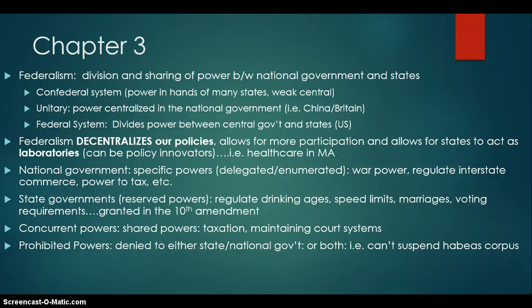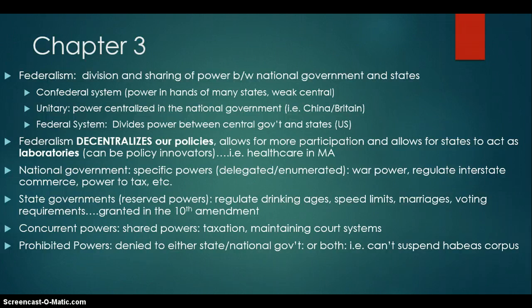So, for example, if Massachusetts wants to try out universal health care just in their state, they can. And if it works well for Massachusetts, other states might adopt that. Or if it works out really well for Massachusetts, the national government will adopt it. And we sort of saw that under the Affordable Care Act. The national government does have specific powers, and we call these specific powers delegated and enumerated powers. An example would be that Congress has the right to declare war. It also has the right to regulate interstate commerce, the power to tax. So powers that are specifically given to the national government are called delegated or enumerated powers.